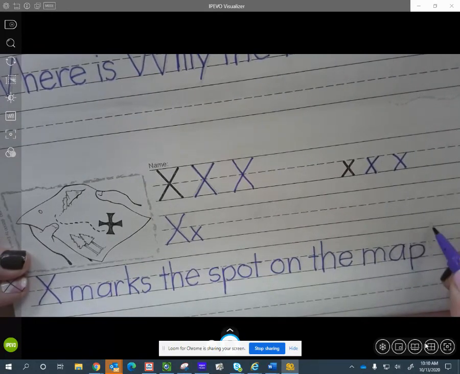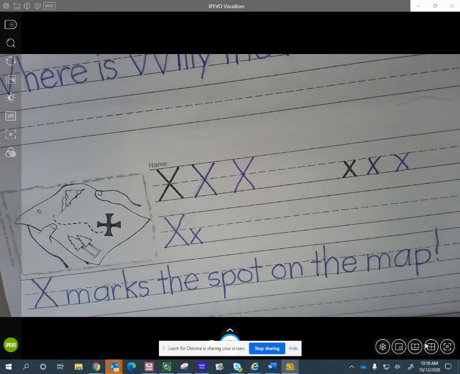Make sure you're forming the letters the best you can, and we have our exclamation point at the end of our sentence.